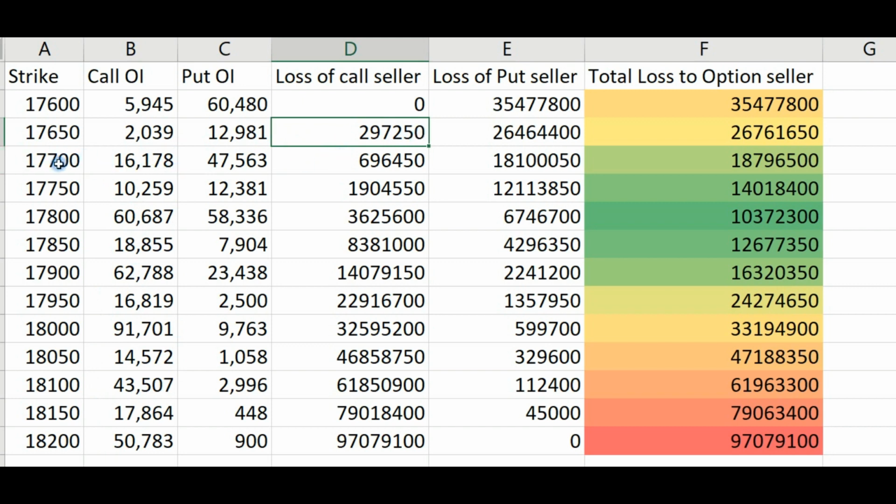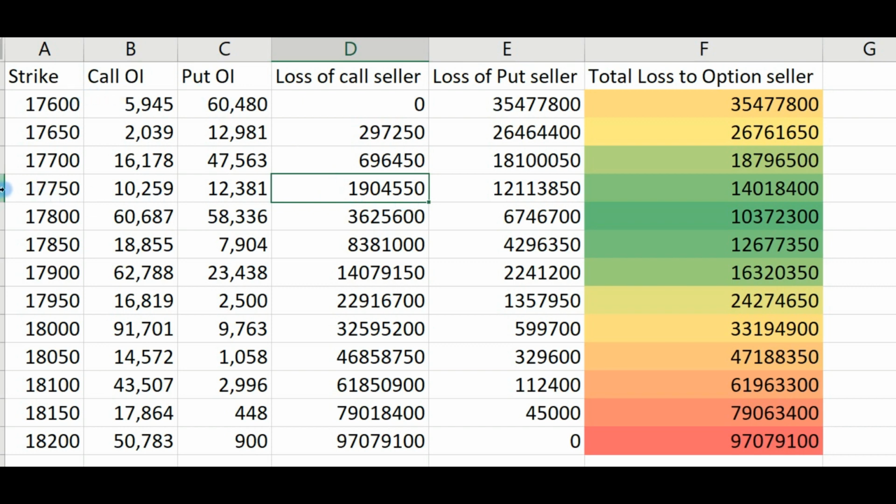What will happen at this level? If expiry is at 17,700, these people will have to pay 100 rupees, and these people will have to pay 50 rupees, because there is 50 rupees intrinsic value at 17,650 call. Okay, so calculation for this, here we can see the formula, 100 into open interest plus 50 into open interest. So by this calculation, these people will have to pay this amount. Okay, so there is similar addition every time.